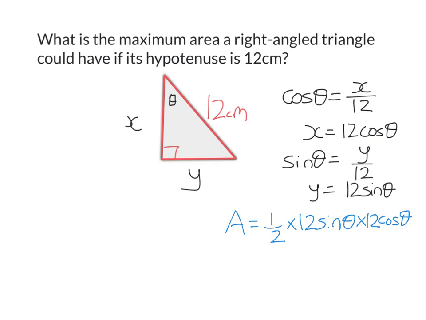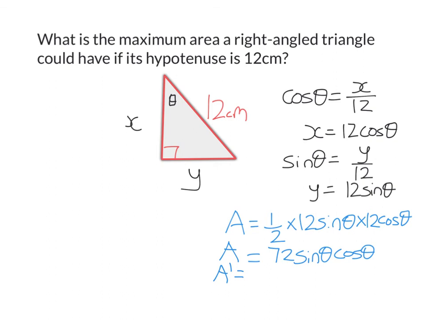That is the area of this triangle. So I can simplify this a bit. Half times 12 times 12 is, of course, 72. It's 72 sine theta cos theta. That is an expression for the area of this triangle. So now I have an expression for the area. It's really simple. I just follow the same process. I'm going to differentiate this and find where the derivative equals 0.